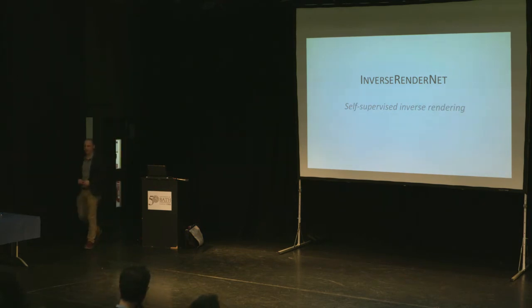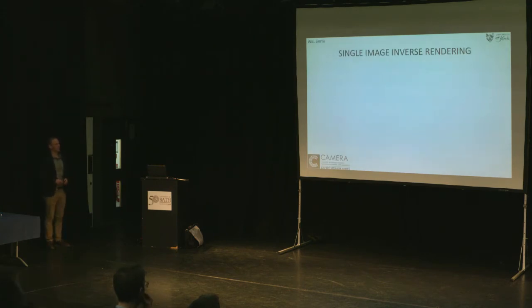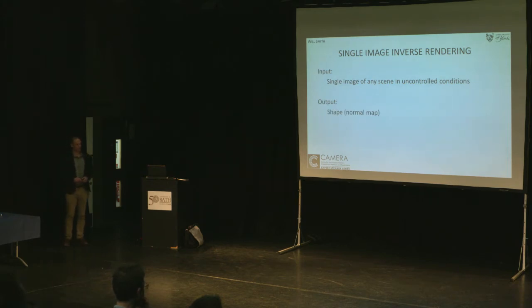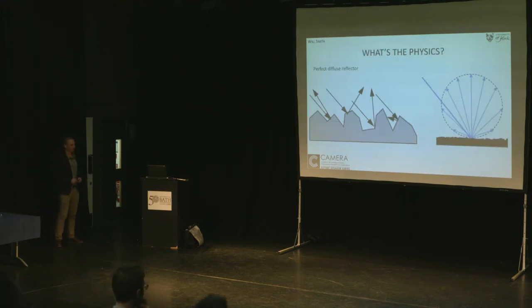which aims to tackle this self-supervised inverse rendering problem. What we wanted to do was quite challenging. It's to take a single image of any scene in uncontrolled conditions as input, and as output predict some representation of geometry. It happens to be a normal map, but that's not particularly important. The albedo map, so the intrinsic color of the object or scene, and the lighting. So all of this from a single image. There's a lot underlying this, but given the theme of the talk, I just wanted to hint that there's some historical physics behind all this stuff.